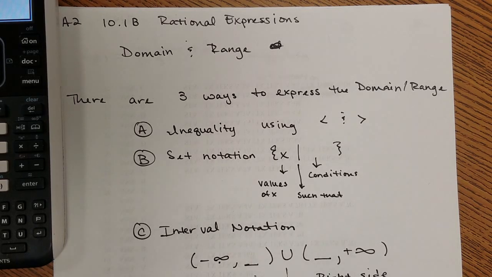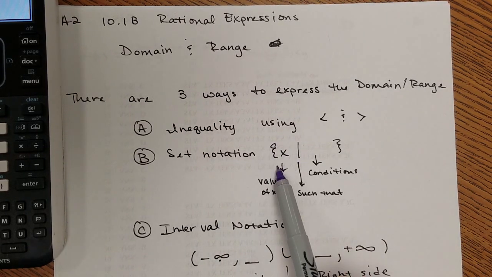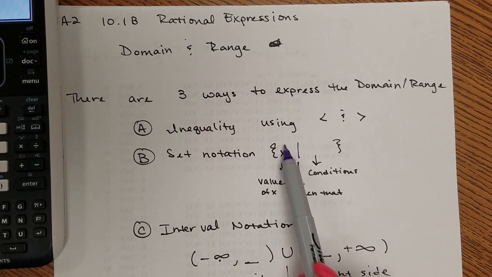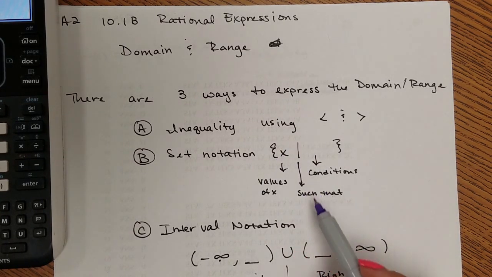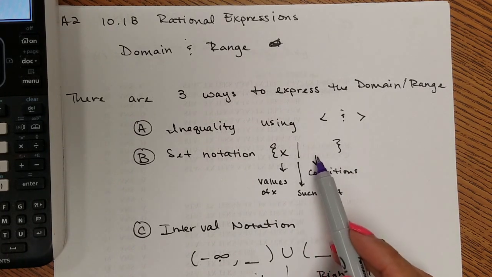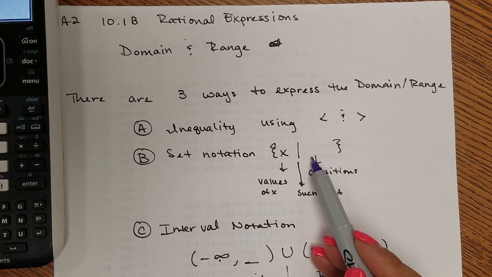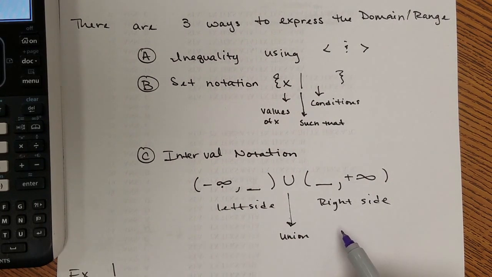So there are three ways to express domain and range, and we've gone over this before. You can express it using an inequality, so x is greater than 3 or y is less than 2. We have set notation, which has your little brackets, and if you're talking about domain, you have x in the front. If you're talking about range, you'll have y. And the way you read that is you have the set of values for x. The little line in the middle stands for "such that," and then you write your condition. So x doesn't equal 3, x greater than 5, whatever condition it's going to follow. Then you have interval notation, which is what a lot of you are more comfortable with.